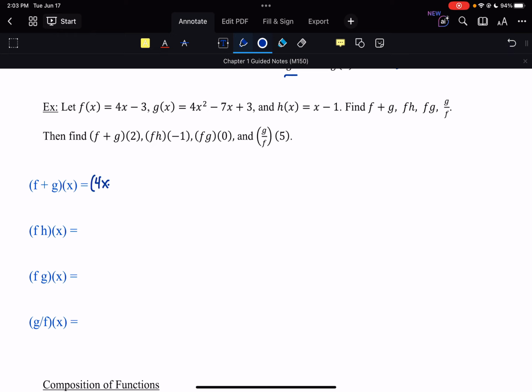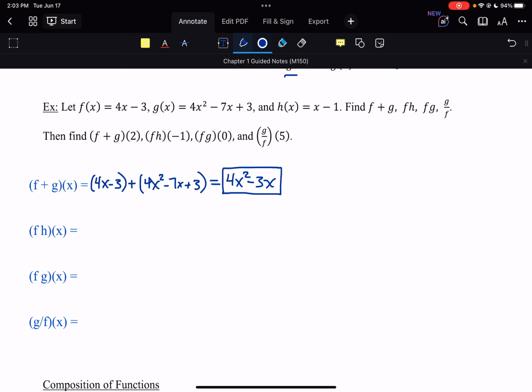So we're going to have f plus g, and then we can try to combine any like terms that we can. We'll have 4x squared, we have a 4x minus a 7x, so that'll be minus 3x, and minus 3 plus 3 is 0. So that would be f plus g of x. Okay, that's the sum of those two functions.